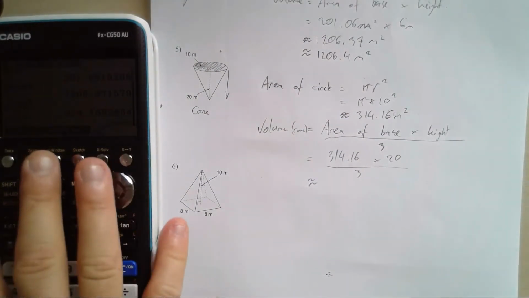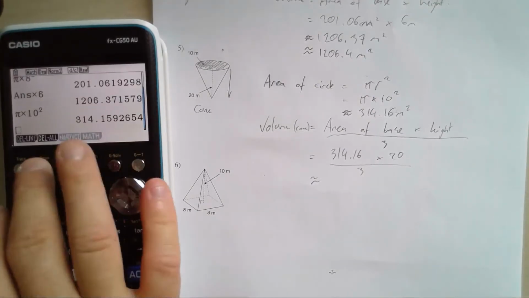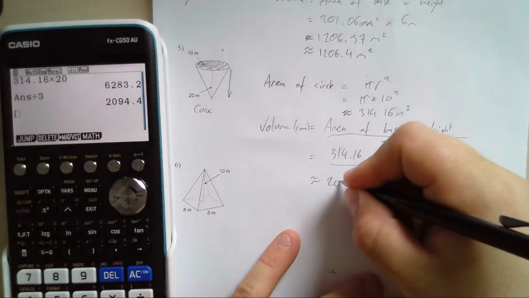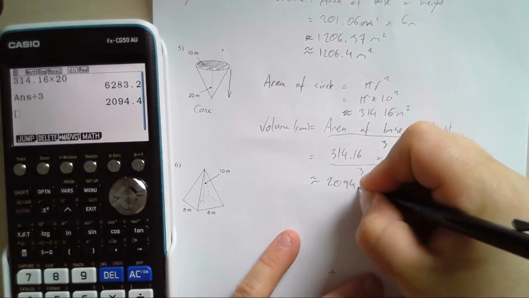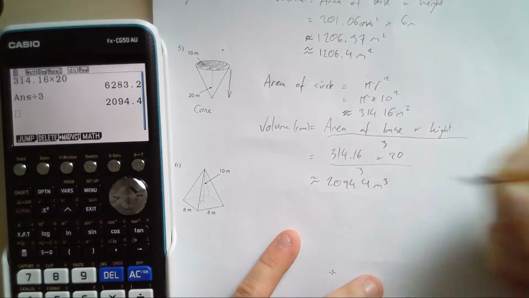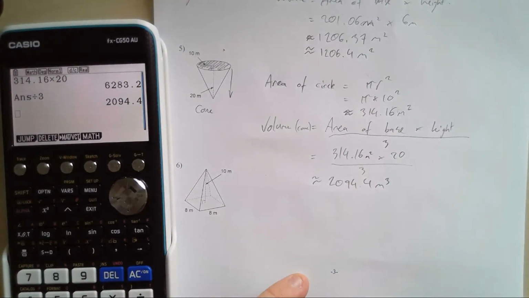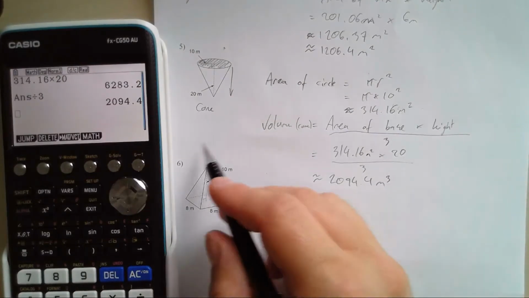So that's 314.16 times how high it is, 20 meters high, divided by 3, which came up 2094.4 cubic meters, because we're in volume. And that should be that. Okay, that's for the cone.